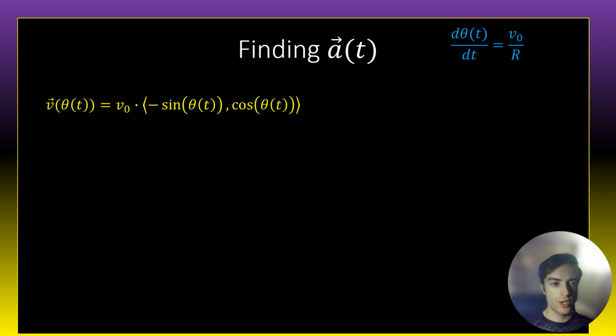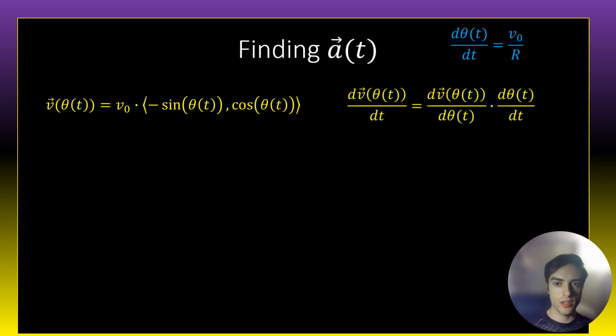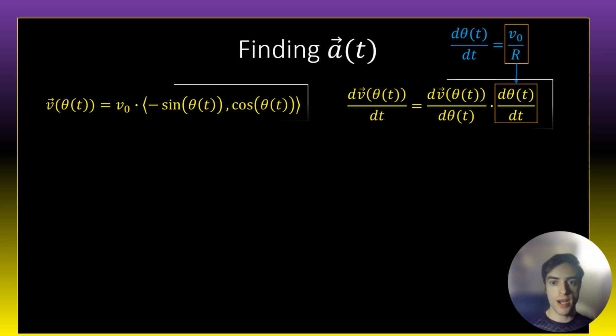All right, so now we retain this information that we have about v of t, and now we combine it with this one equation that is a result of the chain rule, which says that the time derivative of the velocity is equal to that stuff right there. And then we could sub in v naught over r for d theta by dt in that chain rule equation, and then we could proceed to combine this information.